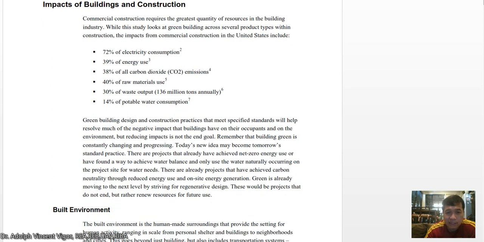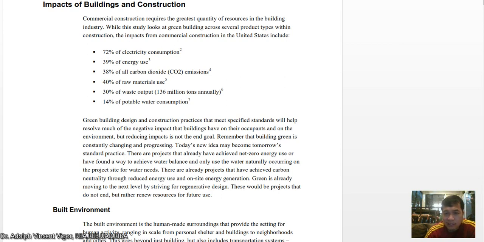Green building design and construction practices that meet specified standards will help resolve much of the negative impact that buildings have on their occupants and on the environment, but reducing impacts is not the end goal. Remember that green buildings are constantly changing and progressing. Today's new idea may become tomorrow's standard practice.